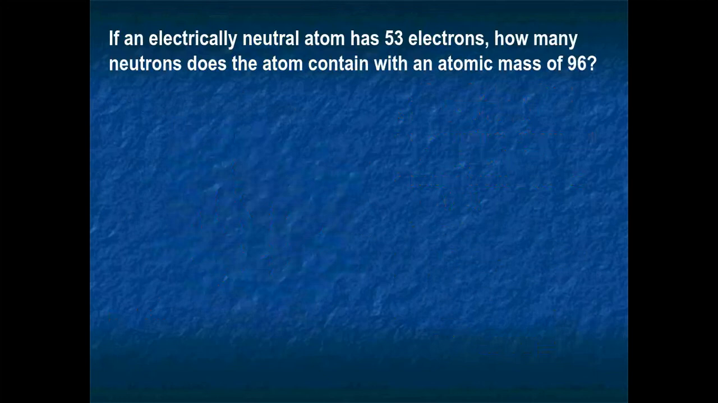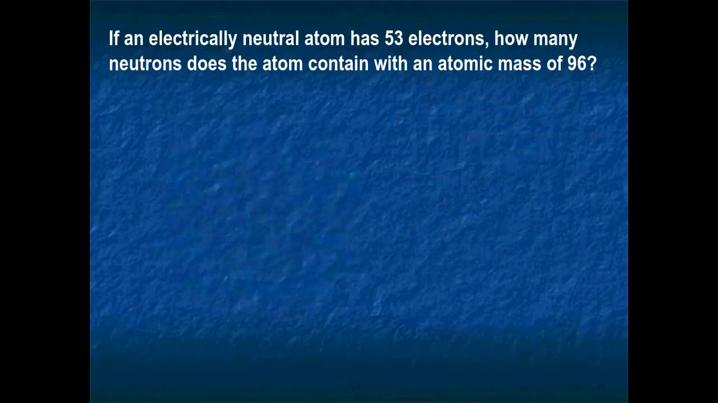Given that information, let's see if we can now play around with adding and subtracting and using the concept of atomic number and atomic mass to answer these questions. This first question you see on the screen says: if an electrically neutral atom has 53 electrons, how many neutrons does the atom contain with an atomic mass of 96? You get to use a little algebra where you add to both sides and subtract from both sides. But I also think if you understand the meaning behind atomic number and atomic mass, and what an electrically balanced atom represents, then you can do these in your head.